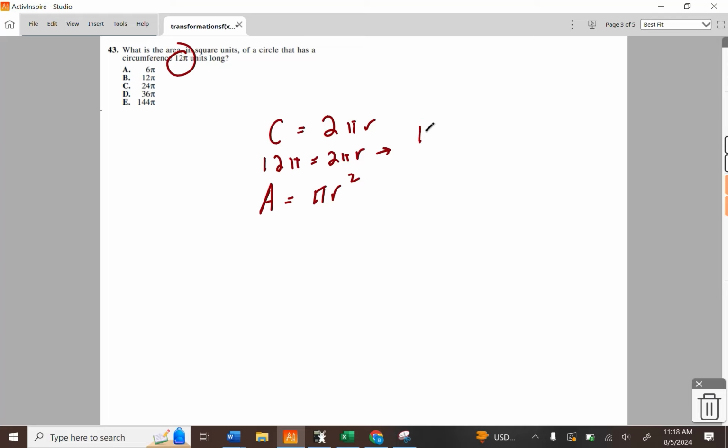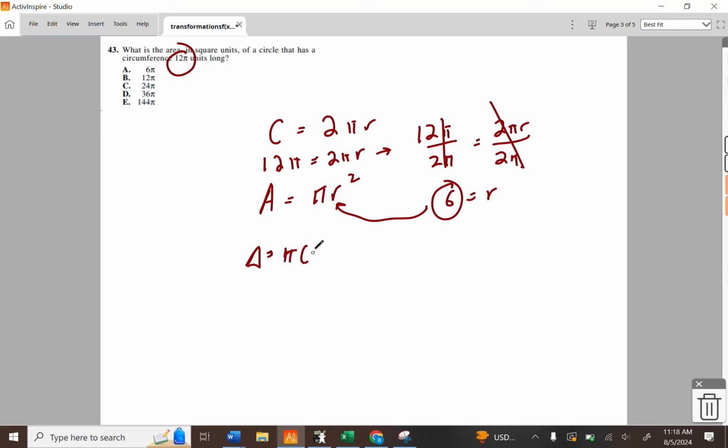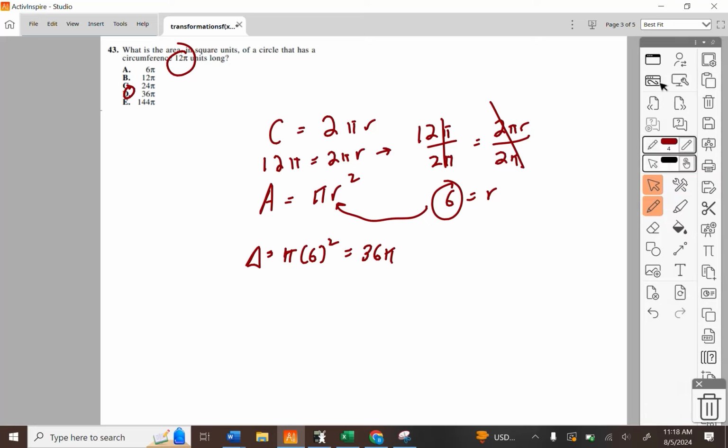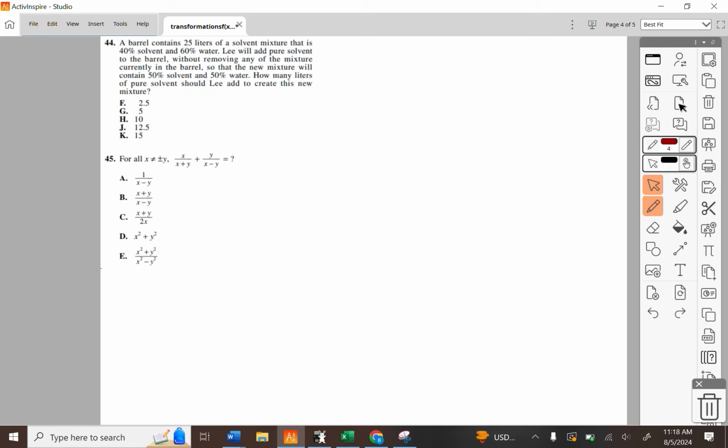And what I can do is divide both sides by that 2 pi to isolate the radius. Cancellation on the right. 12 over 2 is 6. Pi's cancel. 6 is my radius. And now I can just simply take that 6 and put it there. So the area is pi times 6 squared. And if you're a little slow, do 6 times 6. It's going to be 36. Always has been, always will be. 36 pi is the answer I'm looking for. It's an easy problem. It's an 8th grade level problem. It really is.